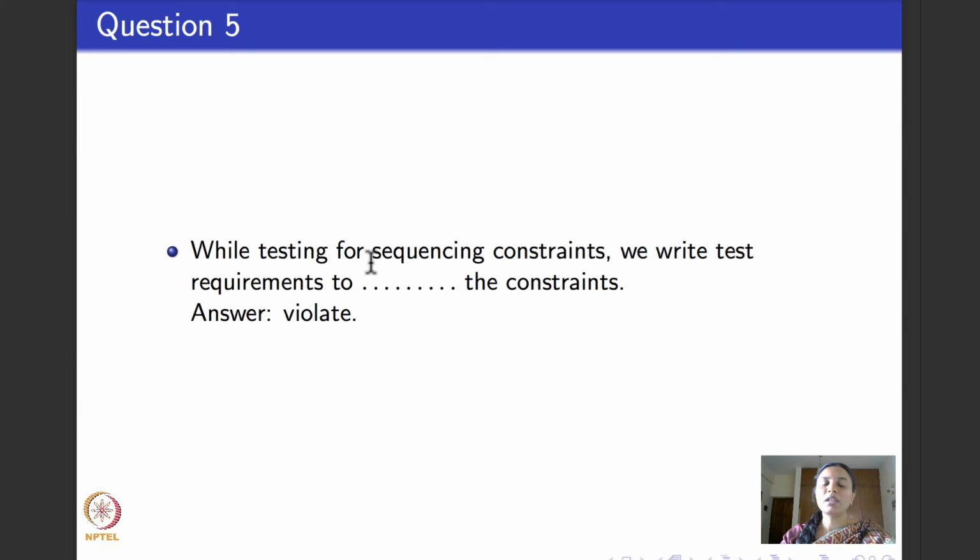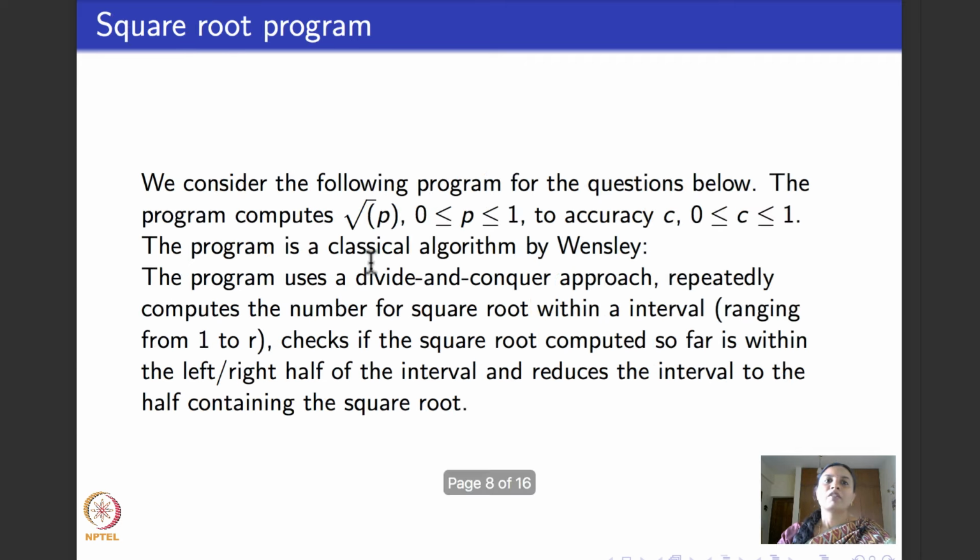It asks you, while you're testing for sequencing constraints, how do we typically write the test requirements? If you remember, we looked at this file ADT example, and it had a few methods that it was exposing: open a file, read a file, write a file, close a file. So typically we write test requirements to violate the sequencing constraint so that we can flag it as an error. So the answer to this fill in the blank question is violate.